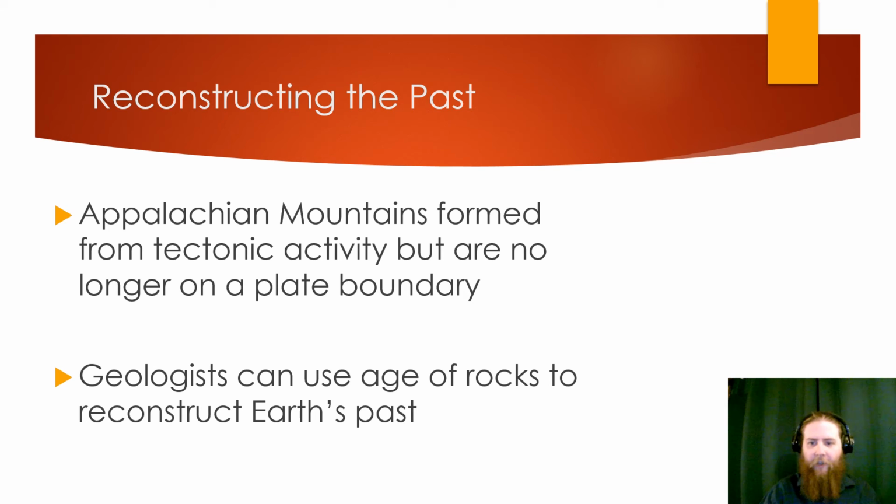So using kind of these plates and these rocks and the magnetism record and the age of fossils, we can reconstruct the past. We can see things like the Appalachian Mountains, or these mountains that are formed from tectonic activity, but they're no longer on a plate boundary. There's no active plate on the east coast of the United States. Geologists can use the age of rocks to help to reconstruct Earth's past and see what it looked like as these tectonic things were going on.